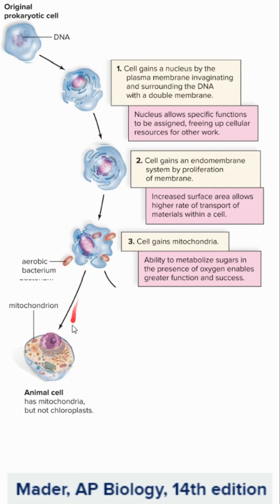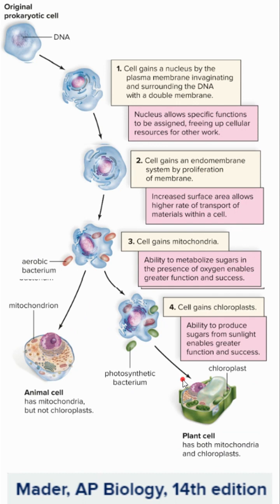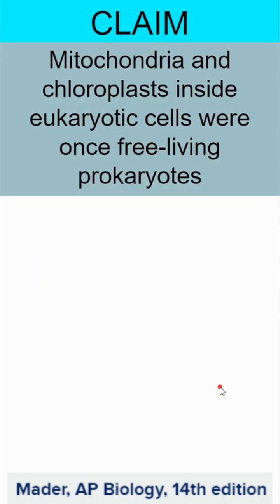Now, again, these are still heterotrophs. Some bacteria can be photosynthetic, like cyanobacteria, which do have thylakoids and can do photosynthesis. When this original prokaryote engulfs but does not destroy these other bacteria, we think that is how the chloroplast originated within plant cells. So the claim is that mitochondria and chloroplasts inside eukaryotic cells were once free-living prokaryotes.